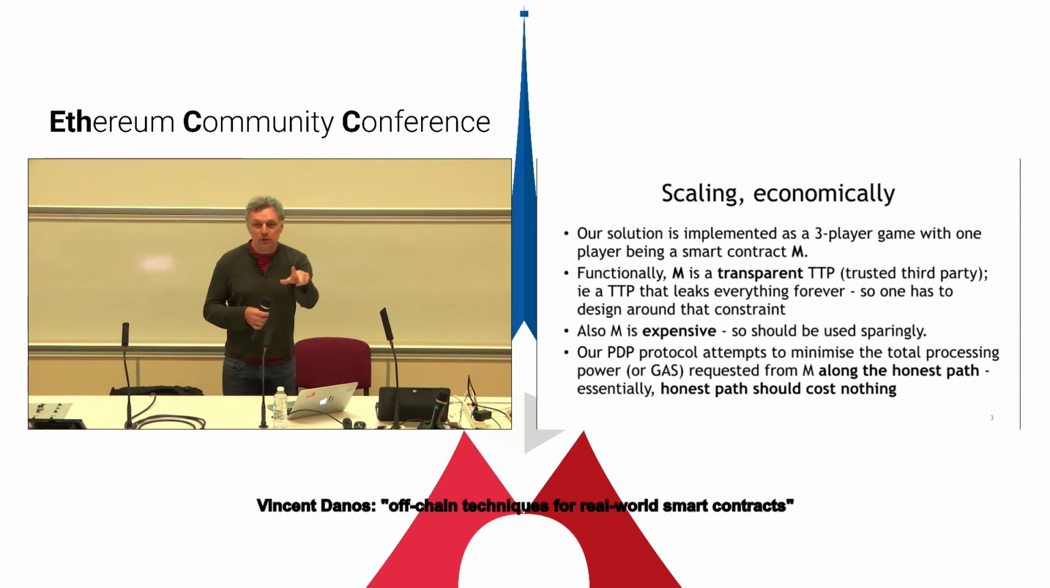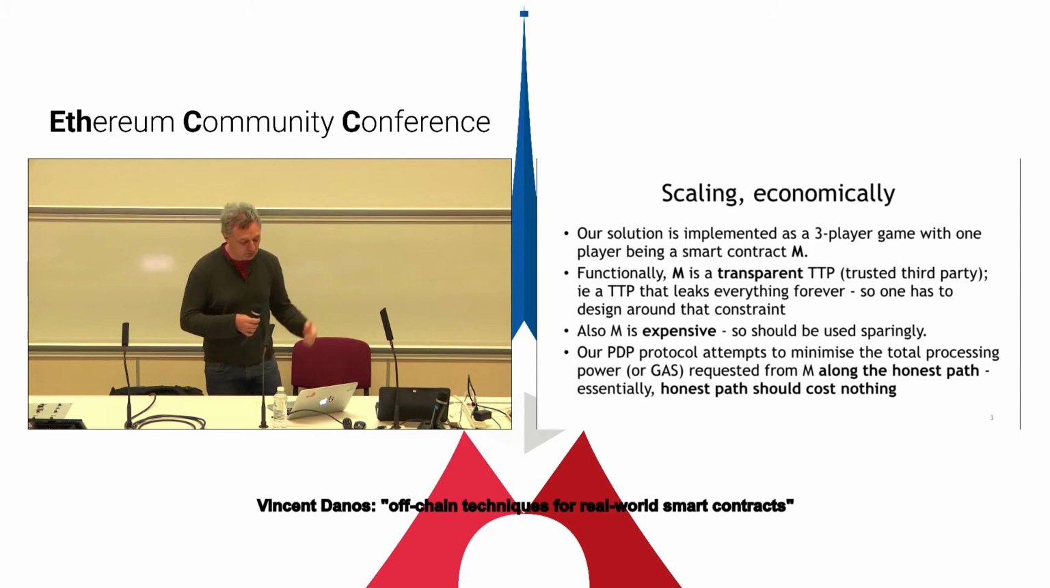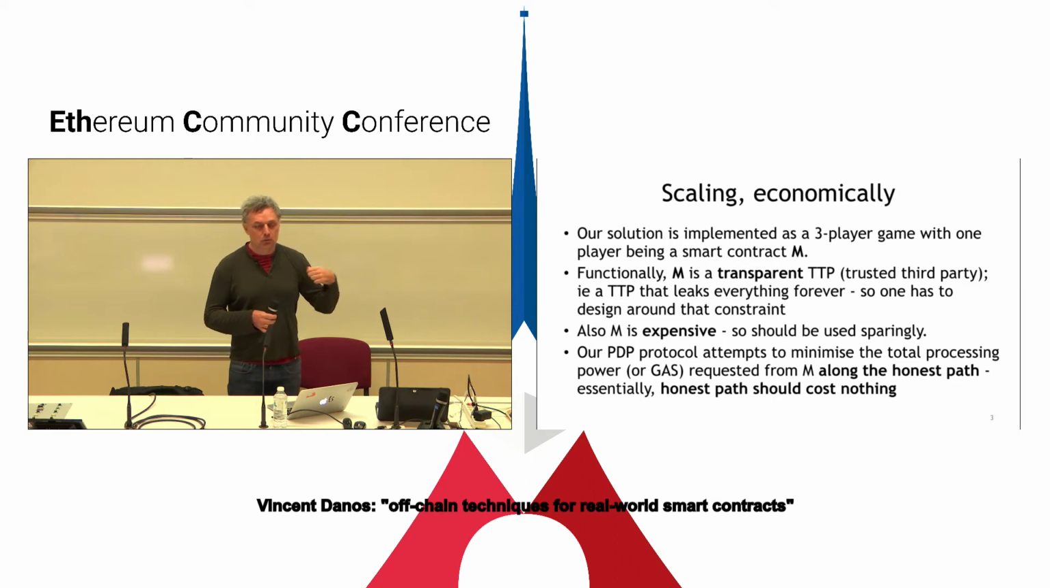So we have a three-player game to implement the two-player game. The third player is not really a player, it's a smart contract, like in the talk before, and I'm going to call that smart contract M. And M is the trusted third party, which runs on the chain, and will be able to solve challenges from either players, if there are any.